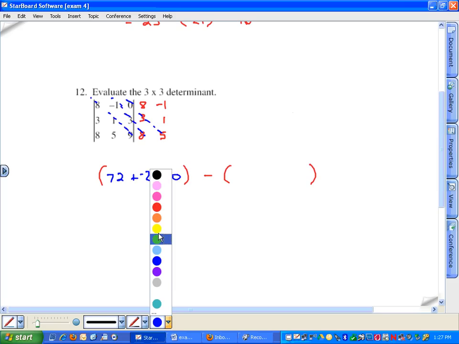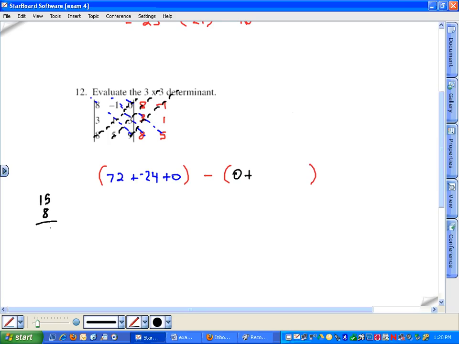Now in this parenthesis that we're subtracting, we need to form products going the other way. This way, and this way. So this first product is going to be a 0. We're going to add the next product, which is 5 times 3, which is 15, and then 15 times 8, which is 100, looks like it's 130. And then this product here, 9 times 3, and that's a negative 1. 9 times 3 is 27 times negative 1 is negative 27.